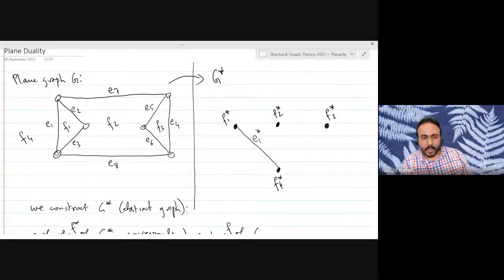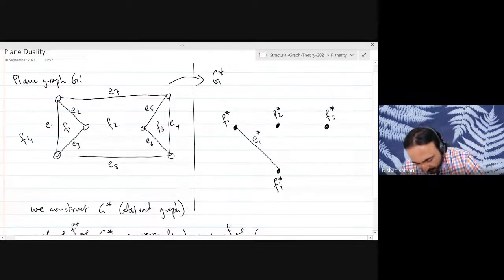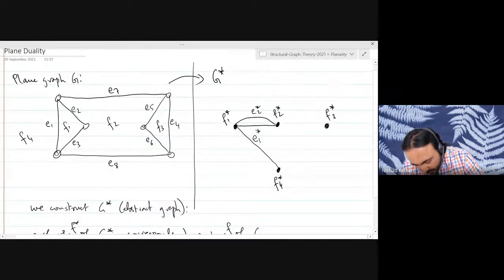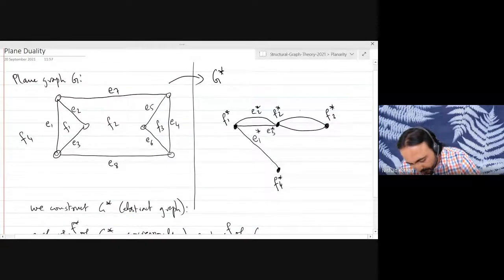Okay. What about F1 and F2? There are two edges on the boundary of F1 and F2, E2 and E3. So we will have two parallel edges, E2 star and E3 star. F2 and F3, there are two parallel edges, E5 star and E6 star.